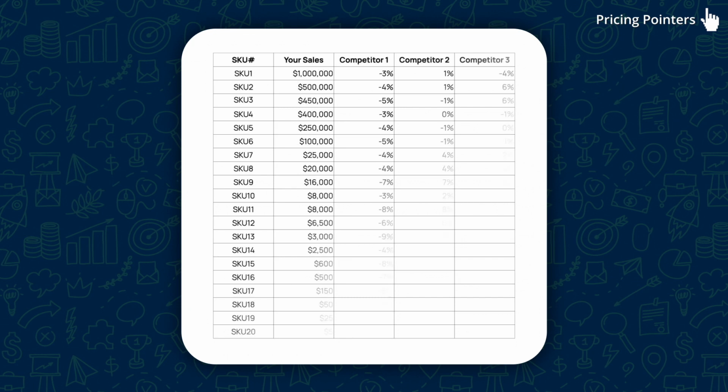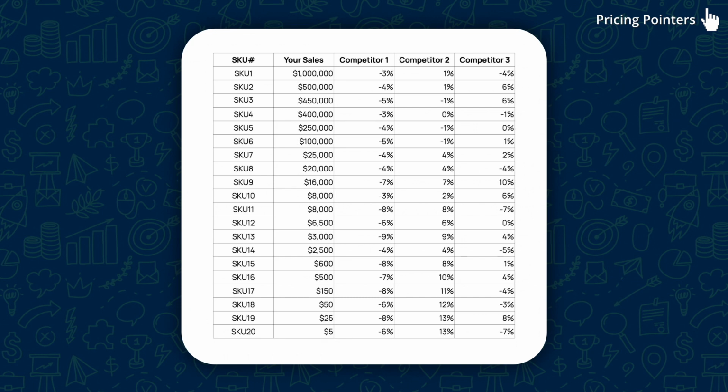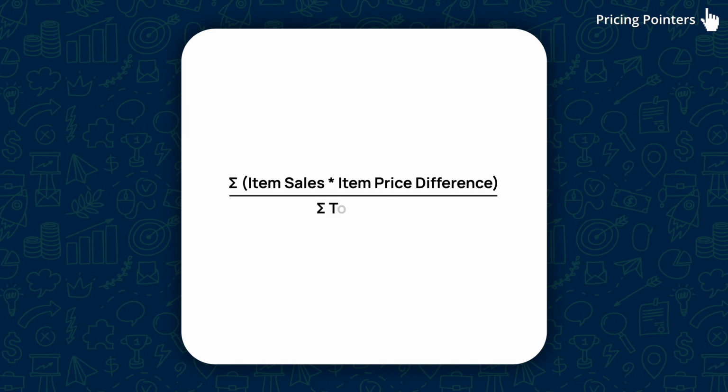I will show you how to calculate a sales-weighted price difference between you and your competitors so you can give your boss the number. So let's begin with a data table. It's your SKUs, your sales, and then the price difference between you and your competitors. For each competitor, you're going to take your item sales times the item price difference. You're going to sum all that up, and then you divide that by the total sales. A little wordy, but we're going to step through an example.